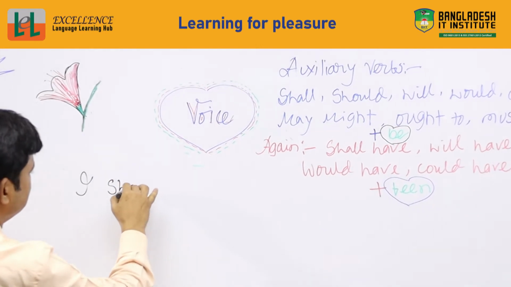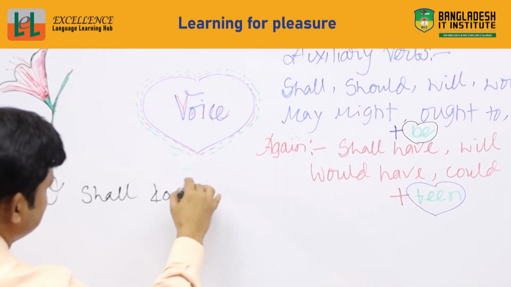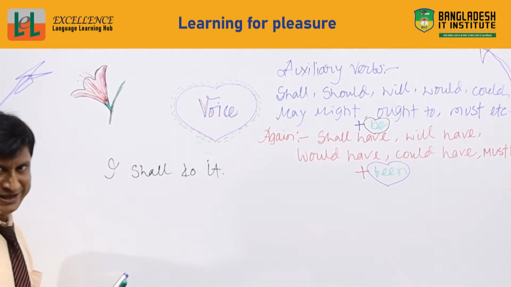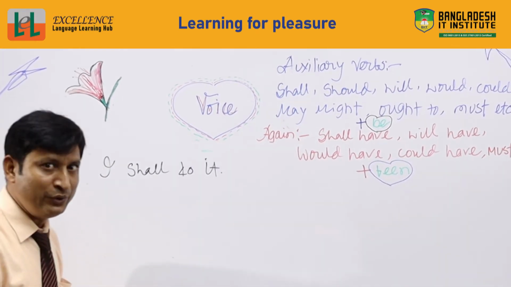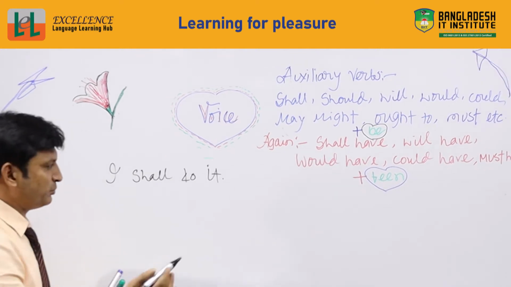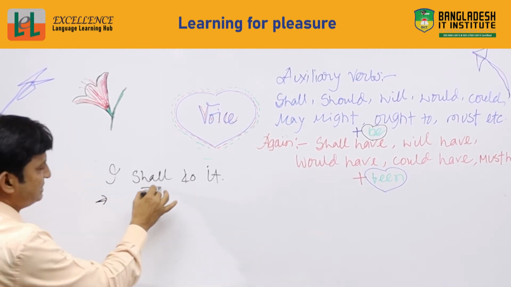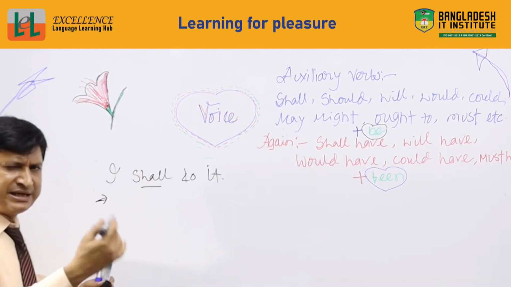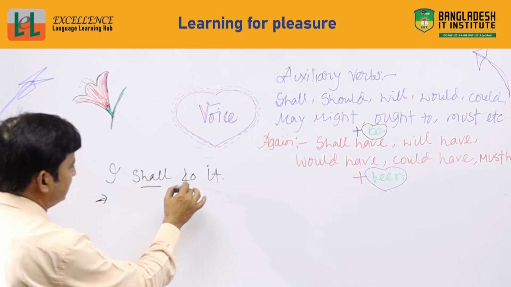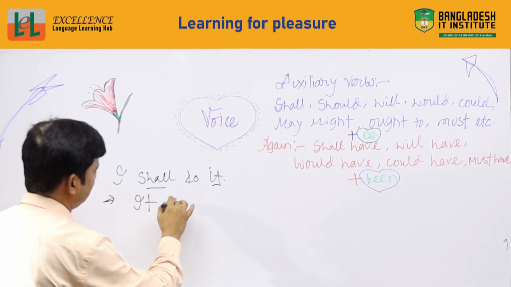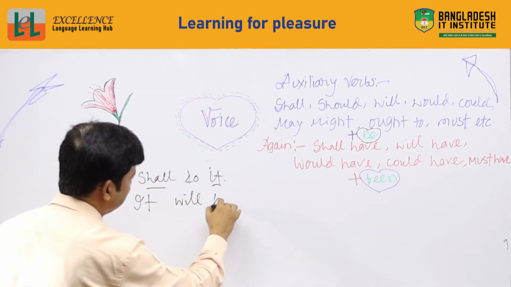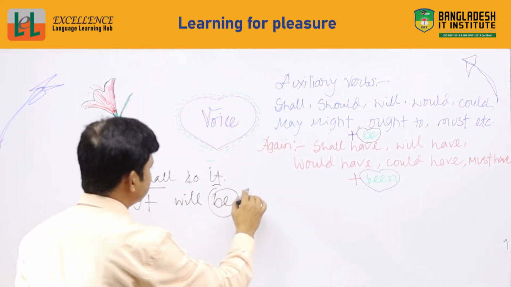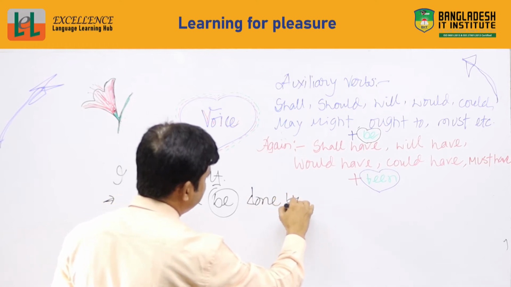I shall do it. Or you shall do it, no problem. You will do it. We shall do it, or we will do it. They will do it, no problem. So if we get this one, actually this is present future simple tense, but we are just giving the examples of auxiliary verb. So it will be, as we already talked, that if we get that one, we will use be. It will be done, okay, done by me.